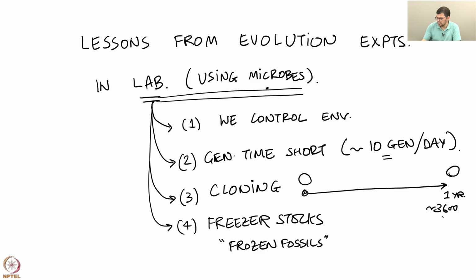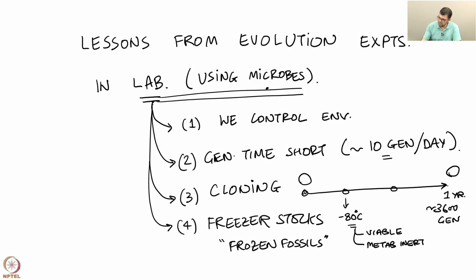3,600 generations, then every 1,000 generations I was making freezer stocks and storing them at minus 80 degrees Celsius. The purpose of doing this is that at this temperature they remain viable. So, they are not dead, they remain viable and they are metabolically inert. They are not doing anything, they are just sitting in a deep freezer.